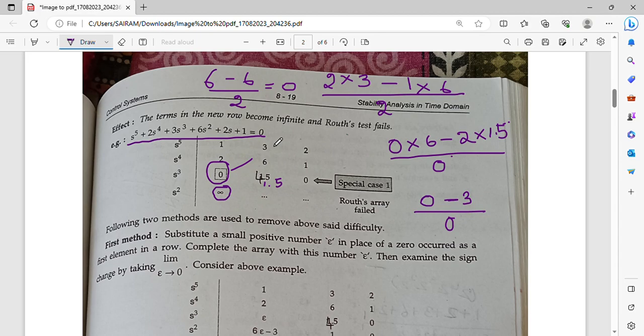So the reason there are two procedures in the case of special case 1 is that it is up to your comfort. The two methodologies have been told to you, and you are supposed to follow any one of them, whichever is in your comfort zone, right?